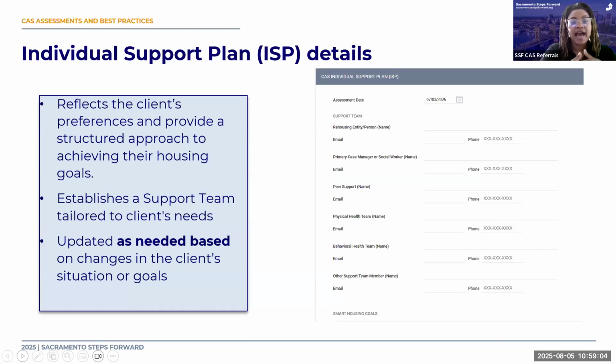And then it's updated as needed. So it's based on changes in the client's situation or goals. So you don't have to do it every time, but it is good to do it often enough. So at least one time you should do it. And then as it's needed, if something changes, like goals change, maybe they get a voucher, maybe they were able to establish more income, right? We go back to the ISP and adjust it as we need.